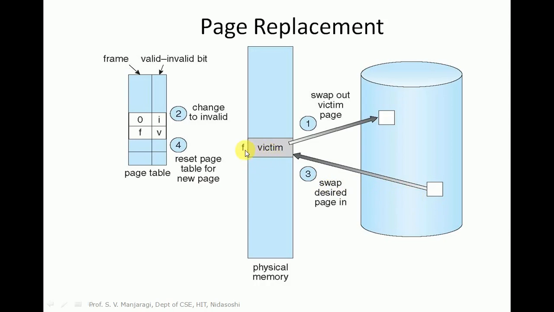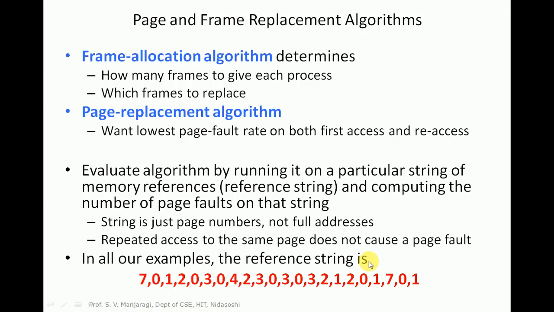So once we free this particular frame, it will be allocated to the new page here, and after that we have to reset the page table for the new page. We have to modify the page table. So that is how the page replacement will be done. Now let us see what are the different page replacement algorithms that exist here.